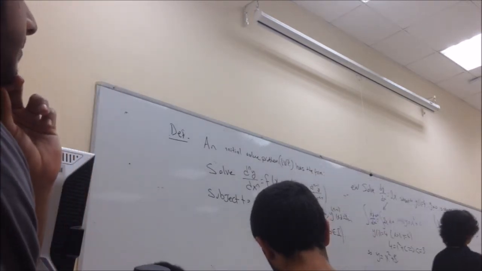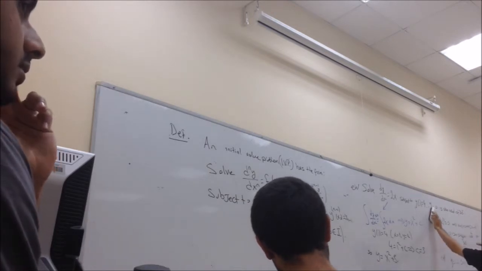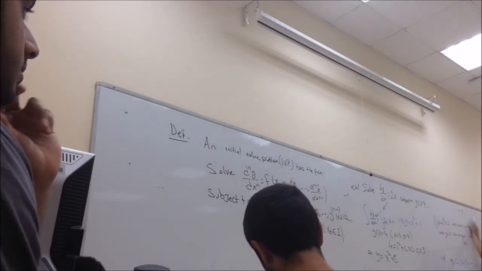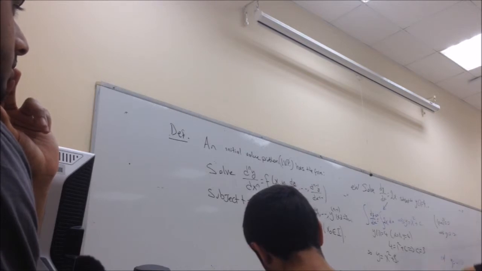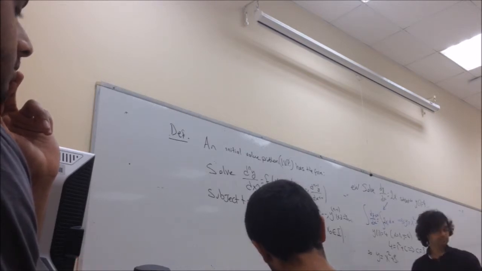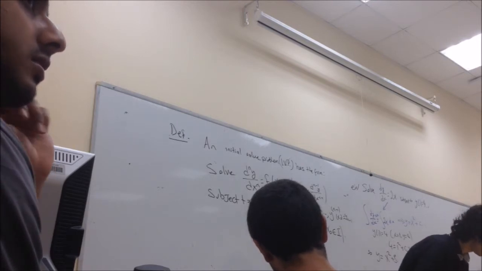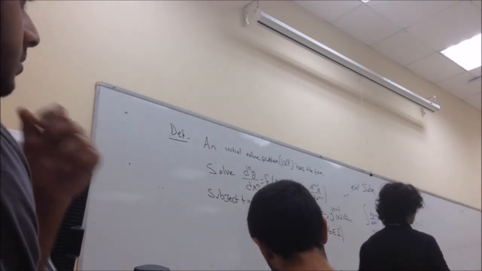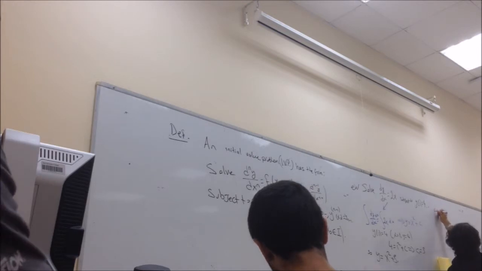It's not just restricted. No, this is the easiest example. So that's why it would be n minus 1, after the n minus first derivative.